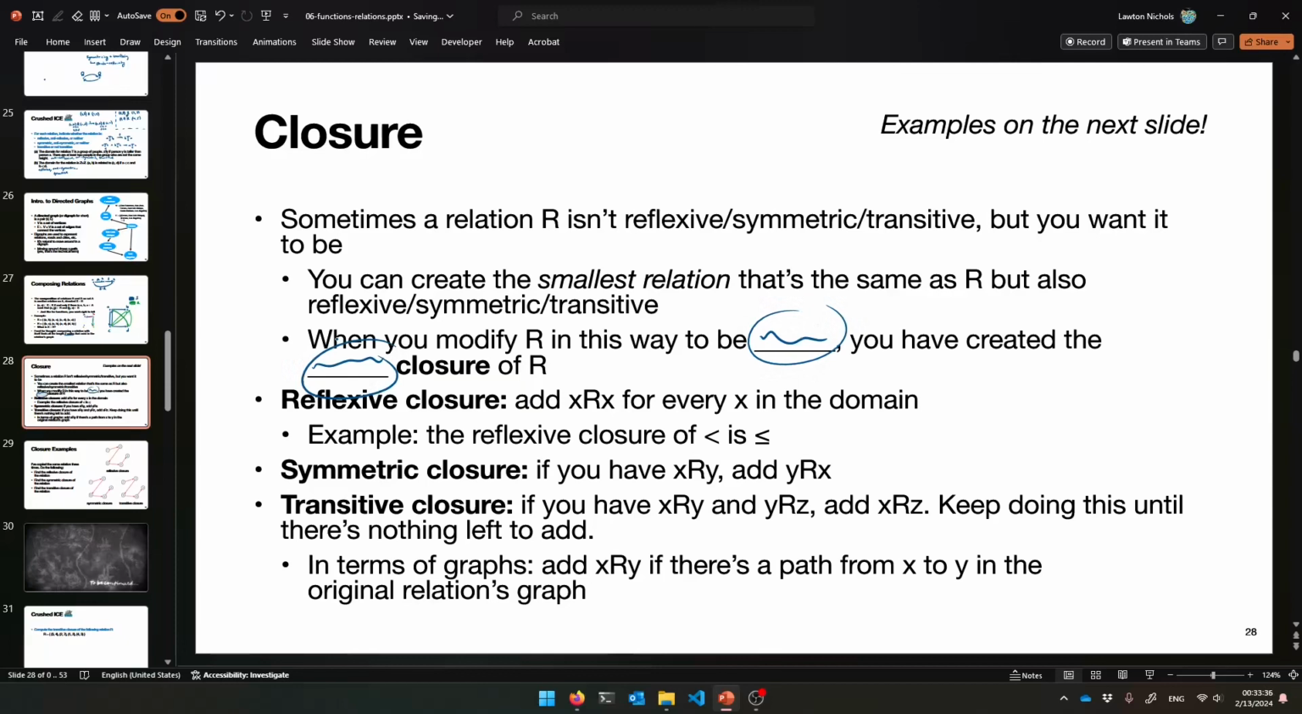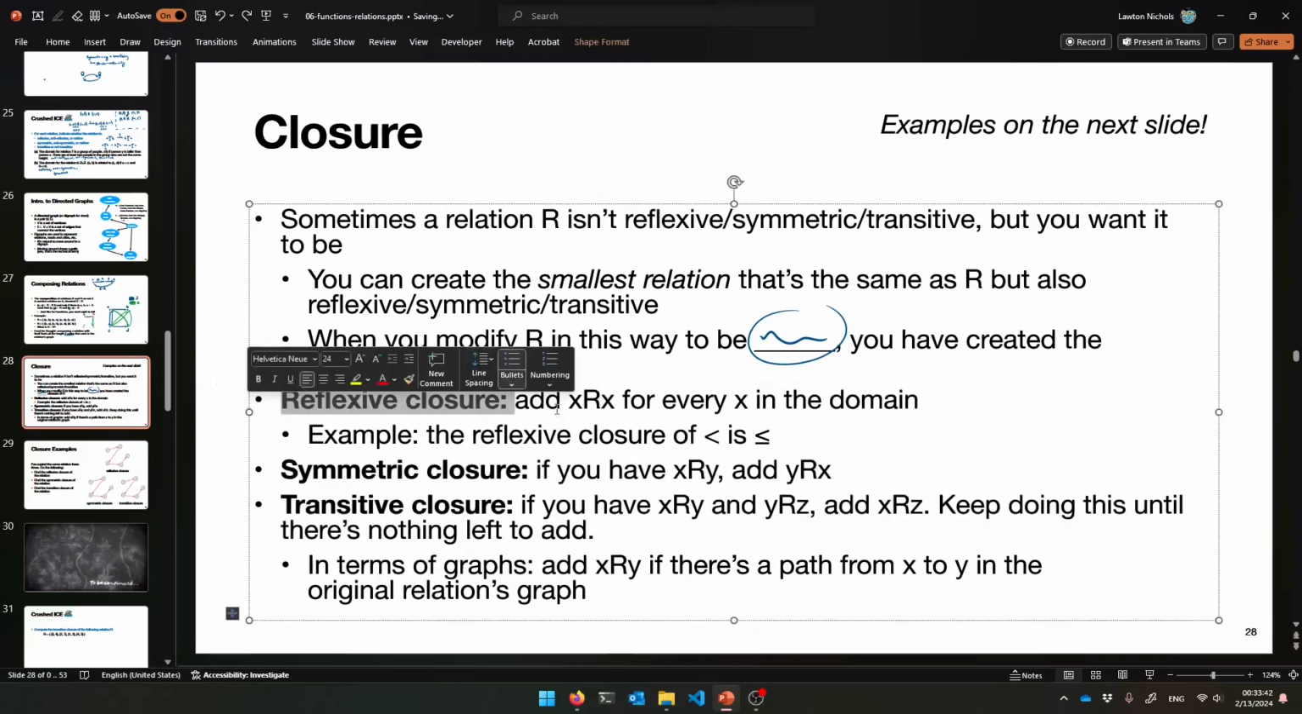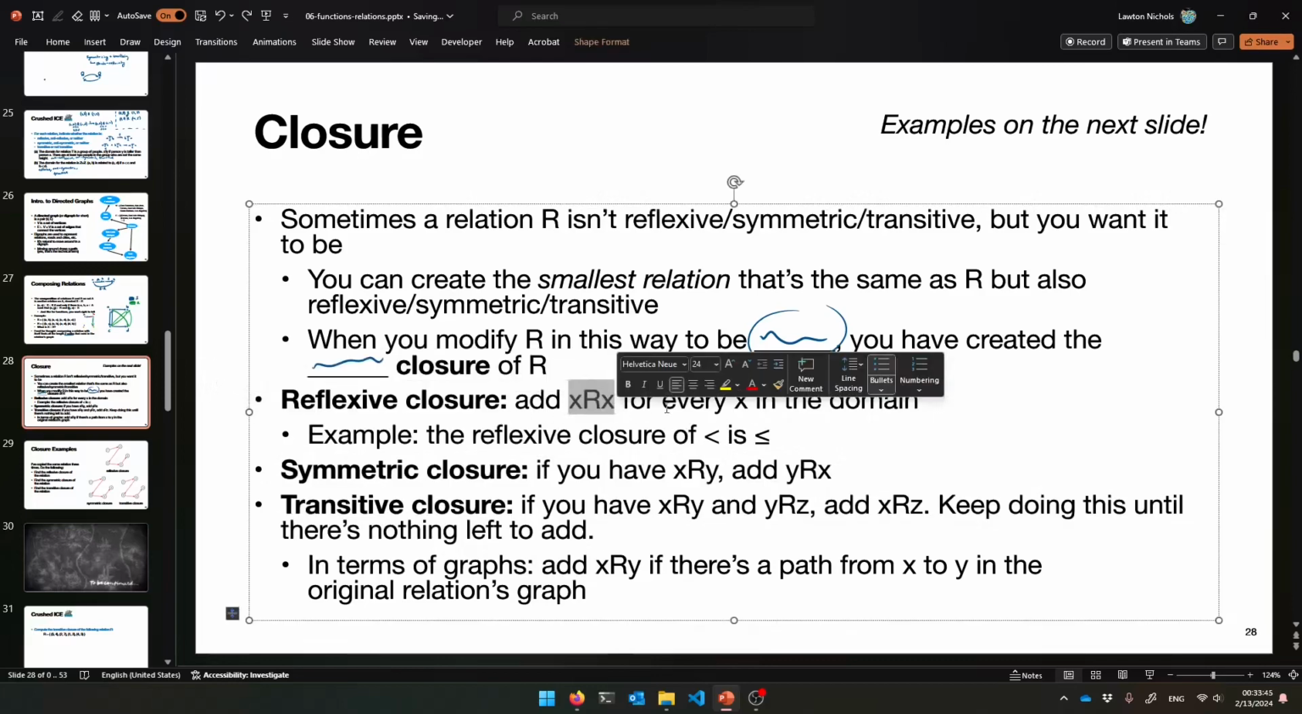If you modified it to be transitive, you've created the transitive closure. All right, so those are the new terms. If you want the reflexive closure, you just add every self loop. For every x in the domain, make sure it's related to itself. That's what it means to be reflexive.